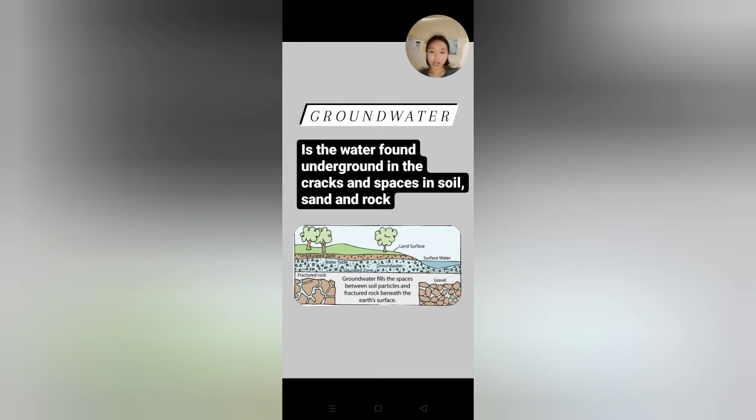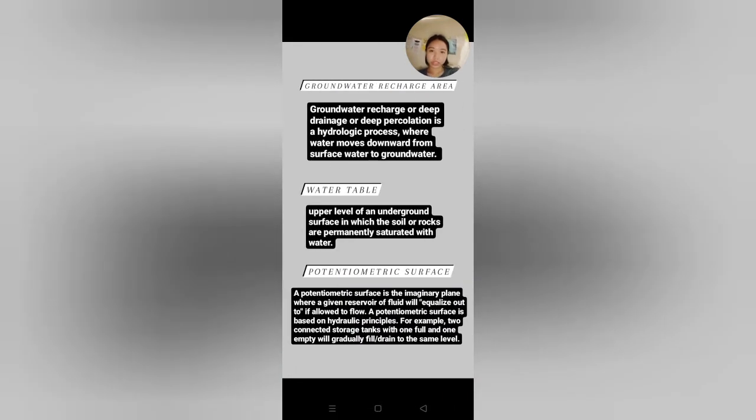So you can see in the picture the water that occurs below the surface of the earth occupies all the void spaces in soils. And it is called groundwater. The next is groundwater recharge area. Groundwater recharge or deep drainage or deep percolation is a hydrologic process where water moves downward from surface water to groundwater. So examples are trees, watersheds, lakes, and ponds.